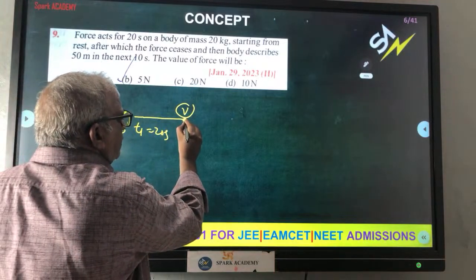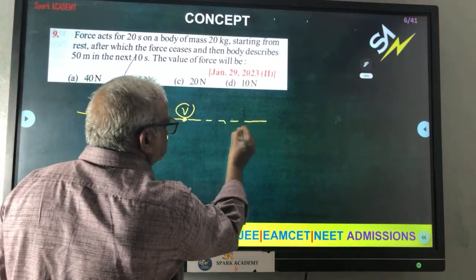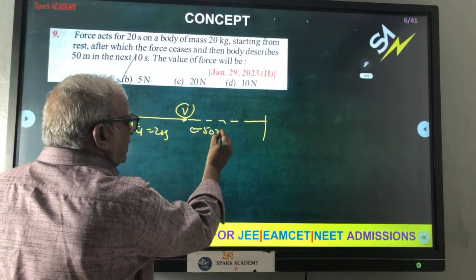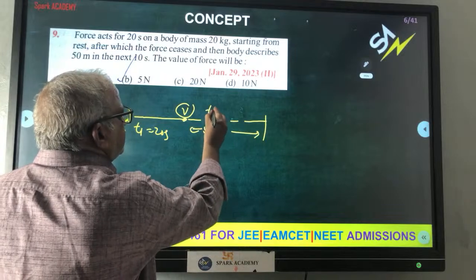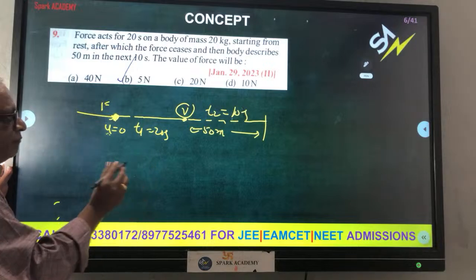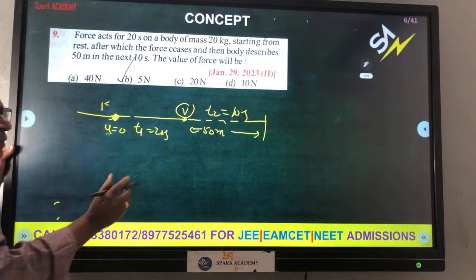After this, what is happening now? Force ceases here. Next, it is traveling how much distance? 15 meters. In the next time, how much is it? 10 seconds here. There are 2 times here. But please work out this problem in 2 parts.